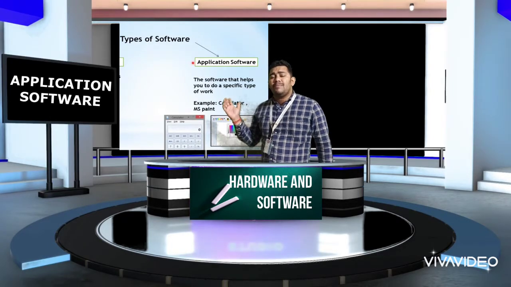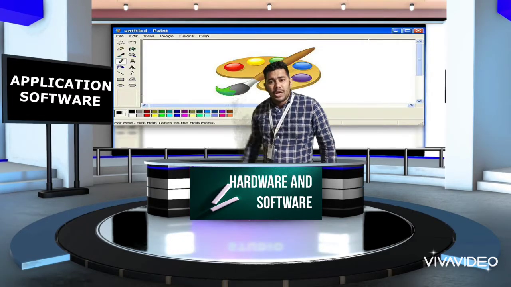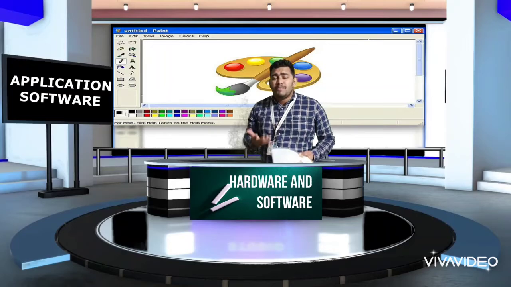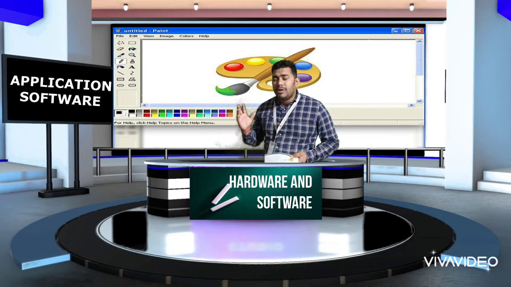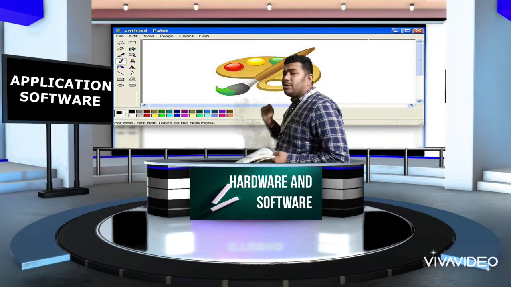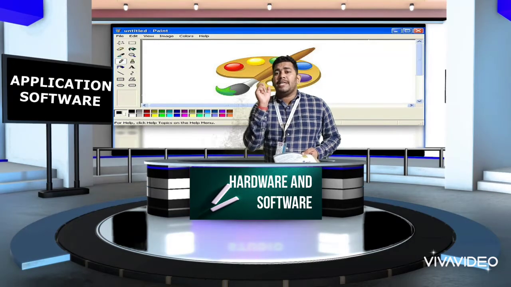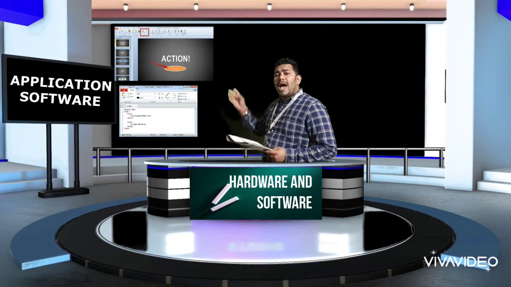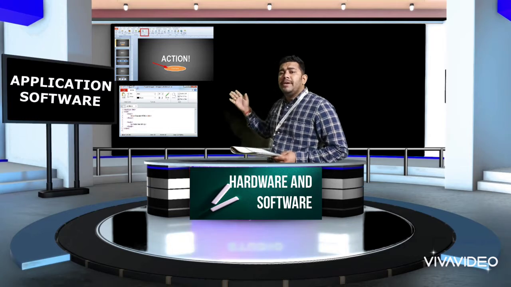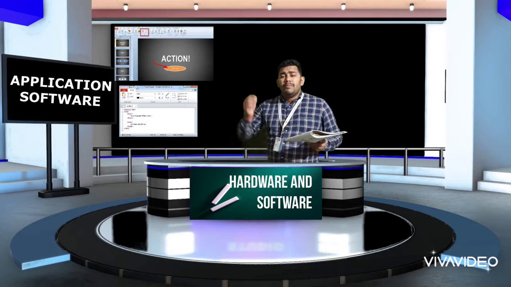Same like in an example, suppose we take MS Paintbrush. What is the work of a paintbrush? We use it to draw in the computer. So the only work of an application based software is to do a particular work. Same like we have Notepad, MS Word, PowerPoint, everything. Their particular work is for doing a particular job.